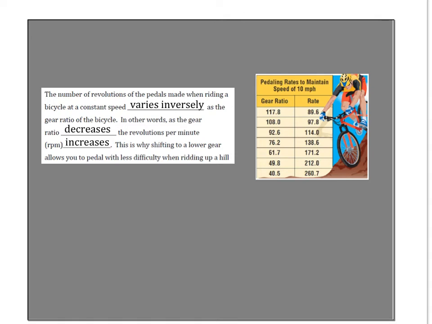The number of revolutions of the pedals made while riding a bicycle at a constant speed varies inversely as the gear ratio of the bicycle. In other words, as the gear ratio decreases, the revolutions per minute increases. So as the gear ratio goes down, that means you're pedaling a bike faster to go the same speed. This is why shifting to a lower gear allows you to pedal with less difficulty when riding up a hill. I think that's supposed to be riding.